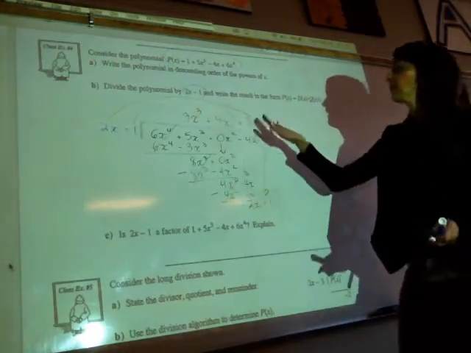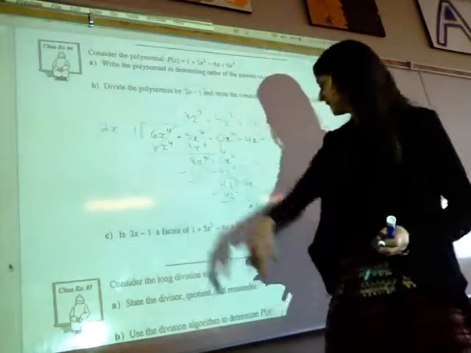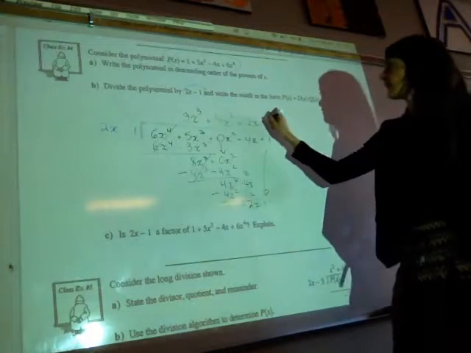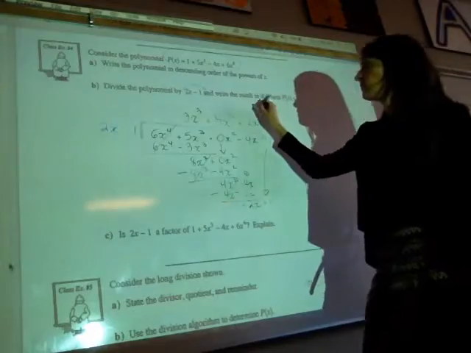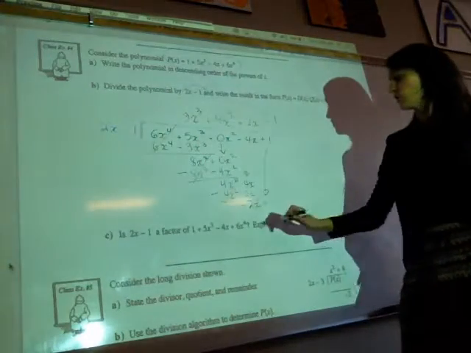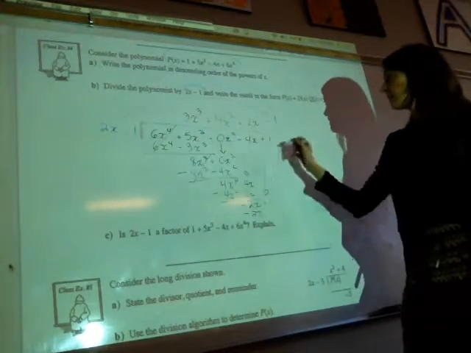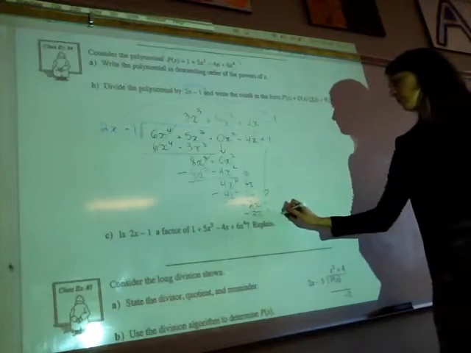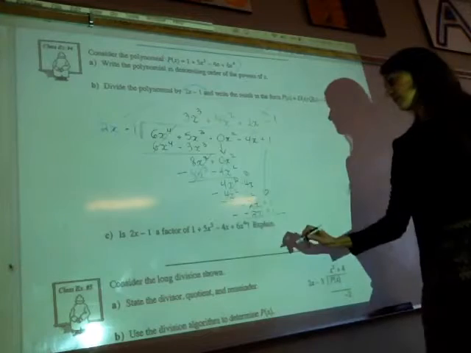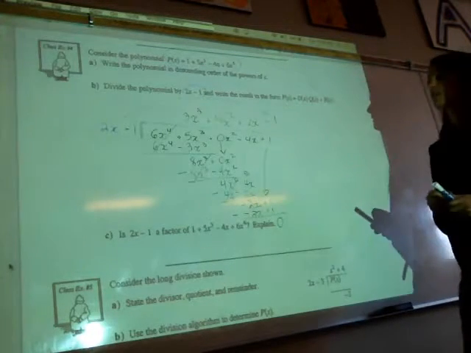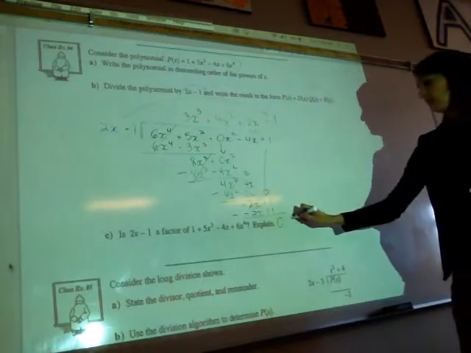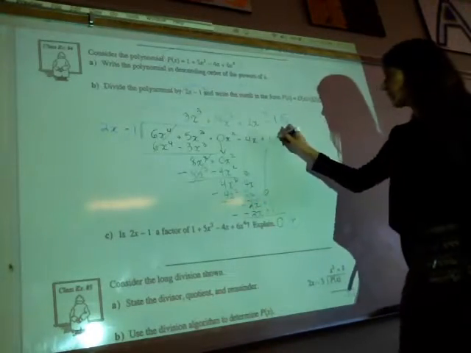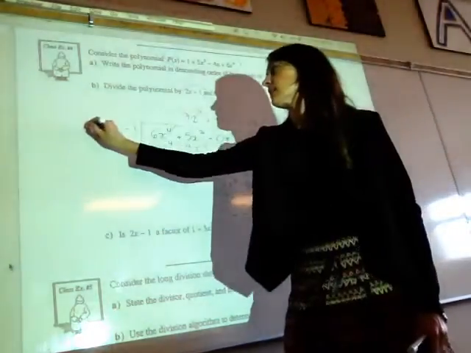And last stage here. 2x times what gives me negative 2x? Negative 1. Negative 1. So put that up top. We multiply that negative 1 by 2x. We get negative 2x. And negative 1 times negative 1 is positive 1. What happens when you subtract? 0. So our remainder is 0. Our quotient is up top, polynomial here, and our divisor on the side.